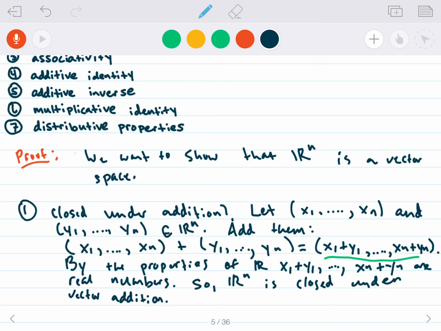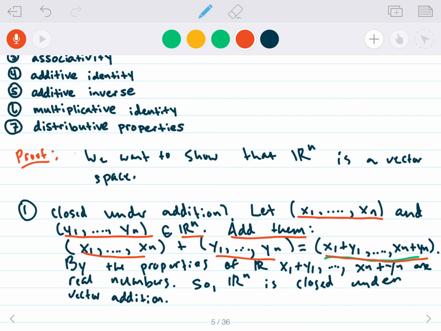Okay, so we've just shown closure. And how did we do it? We said let two arbitrary vectors be in Rn. When I add them together, by the definition of how I add vectors, I get this.